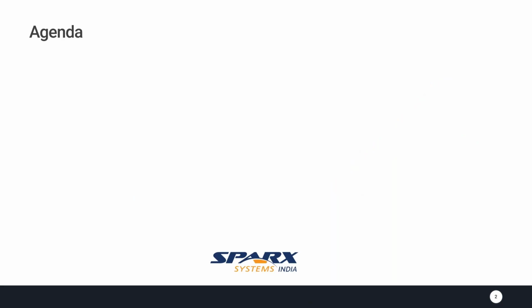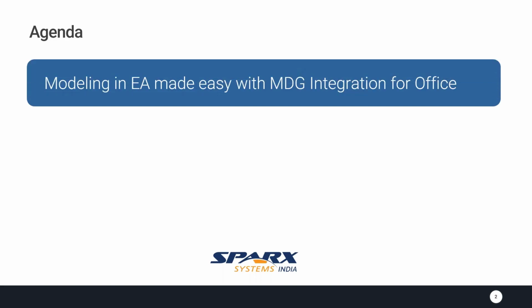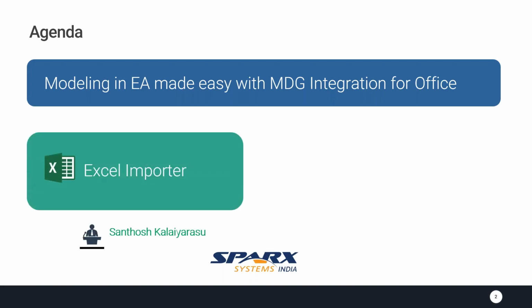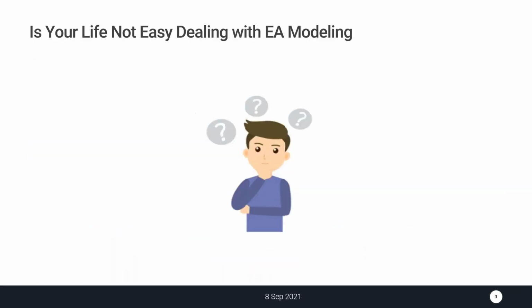Okay, let's see today's agenda. First we'll be seeing how modeling in EA is made easy using the MDG Integration for Office Suite, which was developed by Sparx. There are two main utilities we'll be discussing today: the Excel importer and the Word importer. So let's get started.